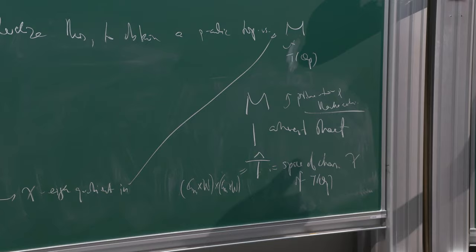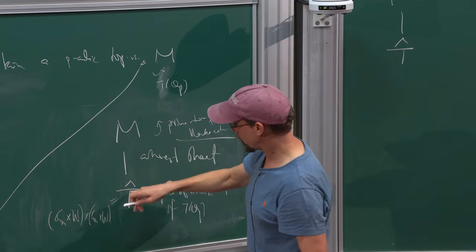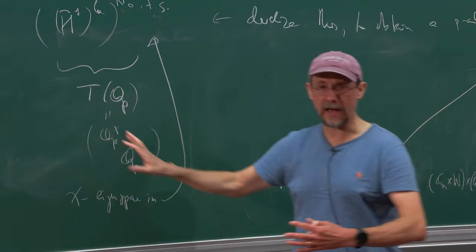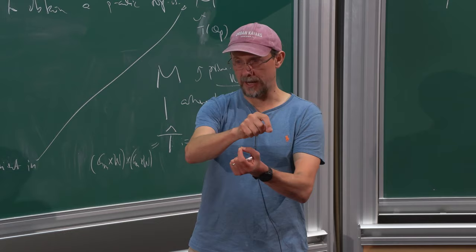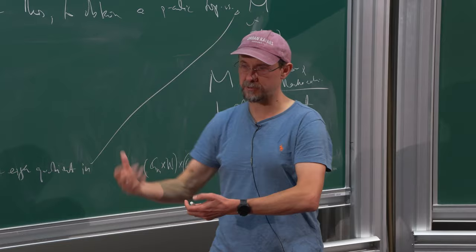So M is a coherent sheaf over this T hat. And its support on this T hat, again, if I had somehow normalized away one copy of QP star, will be what Coleman and Mazur called the spectral curve. So the families of weights and UP eigenvalues, but where you don't see the other Hecke operators.